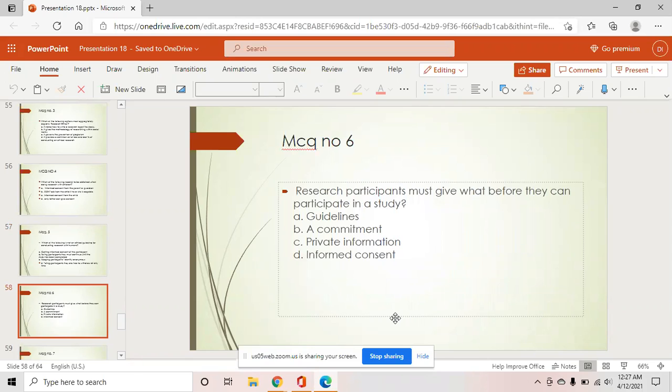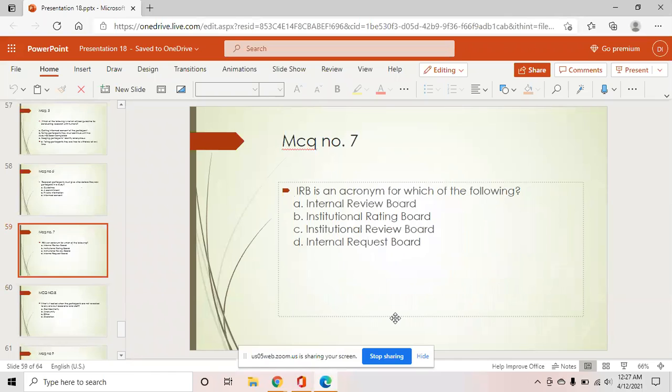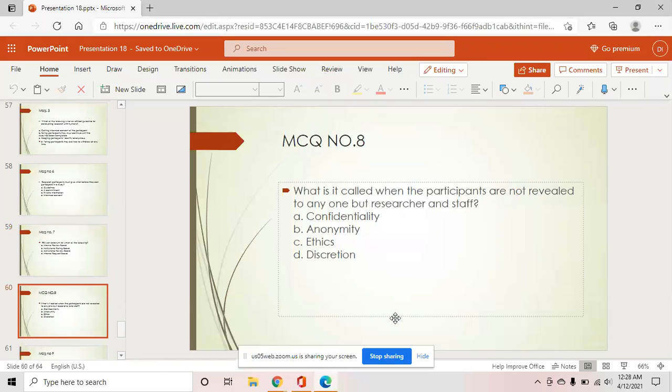Research participants must give what before they can participate in a study: guidelines, commitment, informed consent, or private information. C. Informed consent. They should all be given informed consent. IRB is an acronym for which of the following: Internal Review Board, Institutional Review Board. C is the right answer, Institutional Review Board. What is it called when the participants are not revealed to anyone but researcher and staff? Confidentiality, anonymity. Confidentiality is the right answer.